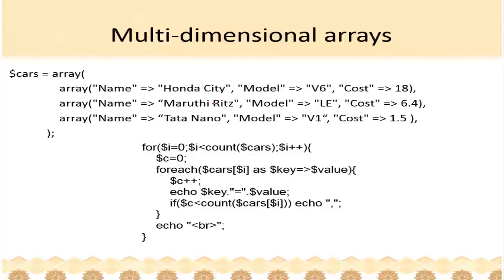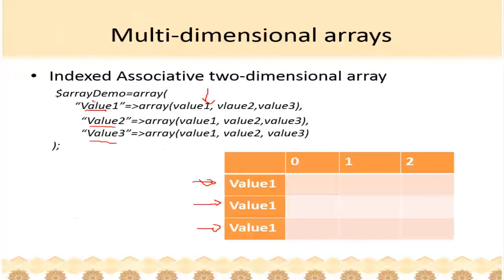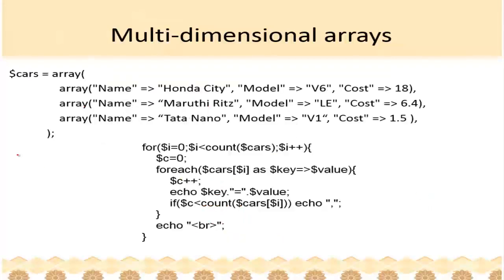So let's look at the other way around. What is being done here is I'm not supplying a name for the individual row, but for the individual column. I'm saying that in this array, this is the key and this is the value. This is the key, this is the value, and this is the key, this is the value.